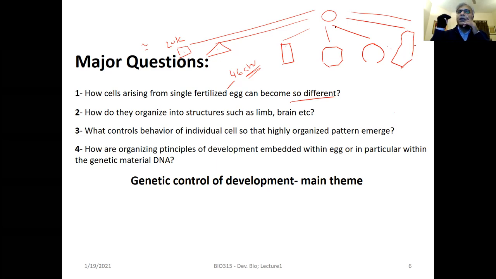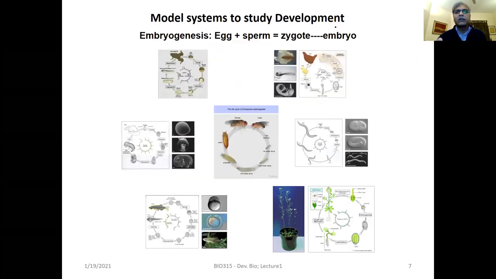Okay, so we will understand during this course development, a lot of emphasis will be on genetic control mechanisms, but I would say most of the time in the later part of this course, we will be focusing on epigenetic phenomena.